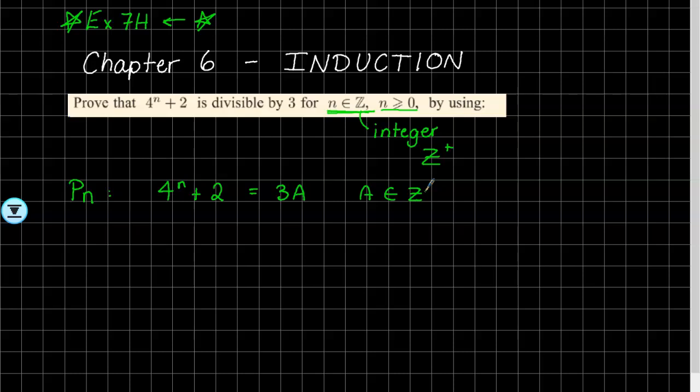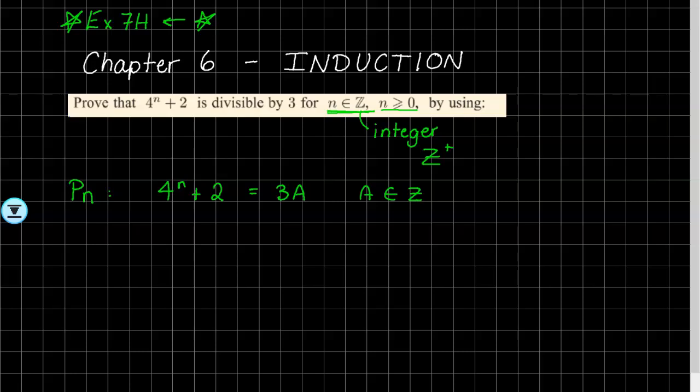Does a have to be a positive integer? No, not really. But it has to be an integer. So it has to be 3 times a whole number. If it was 3 times, I don't know, 2.2, then it's not divisible by 3. Are we happy with that?